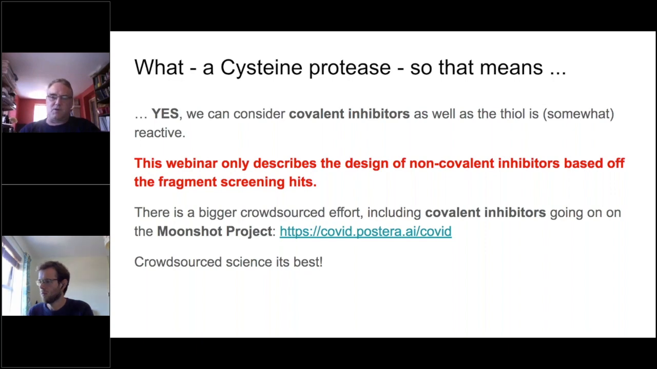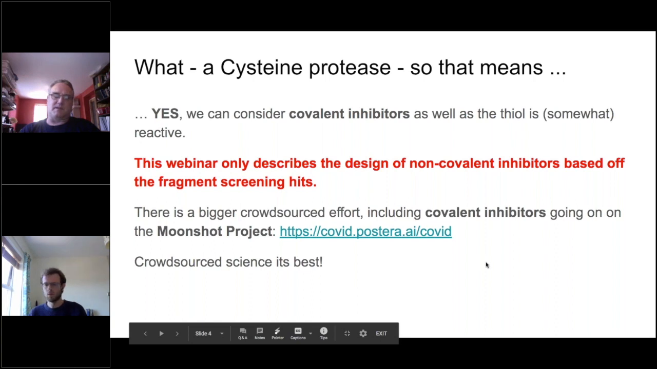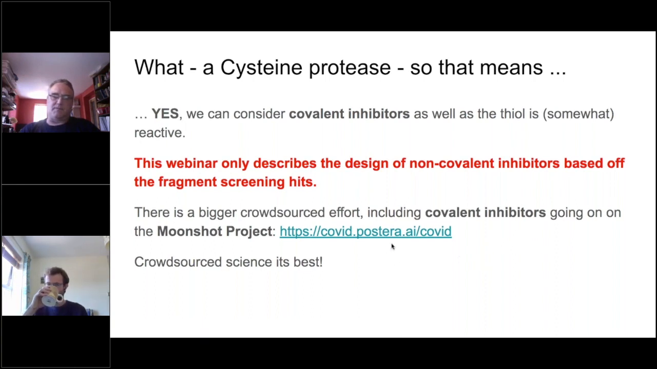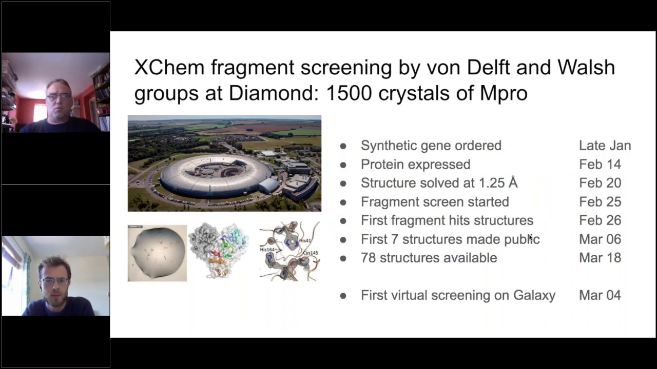But this work is part of a much bigger effort that's been referred to as the Moonshot project, that you can find at this URL, and that broader effort most definitely includes the design of covalent inhibitors as well as non-covalent ones. And it's a really good example of crowdsourced science. There are a huge number of people coming together to contribute to that effort. So, what is a fragment screen, and what are fragment hits?